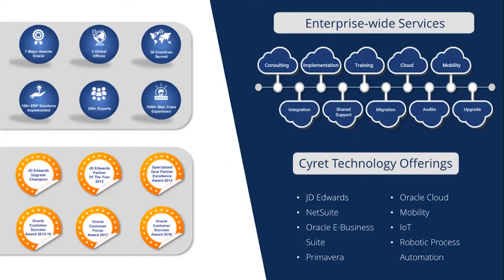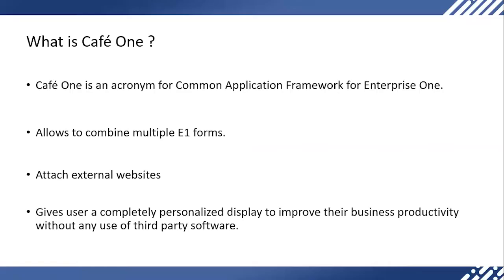So let's start off by talking about what Café One is. Café One stands for Common Application Framework for Enterprise One. This particular feature is very new and very handy because it helps us in combining multiple event forms or applications. Using a single application, we can bring another application next to it and use multiple applications at the same time.